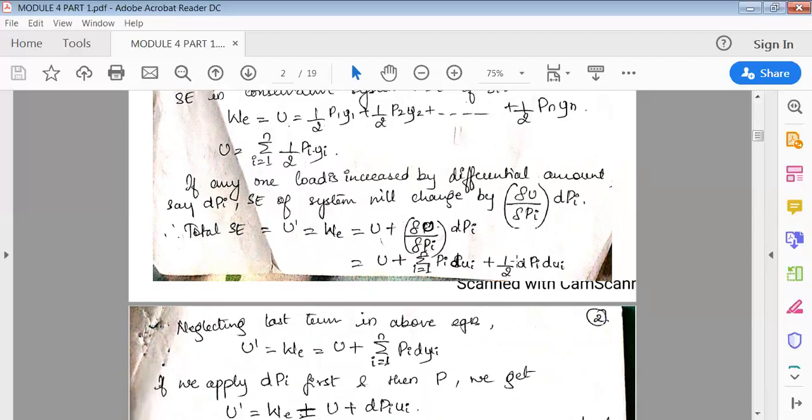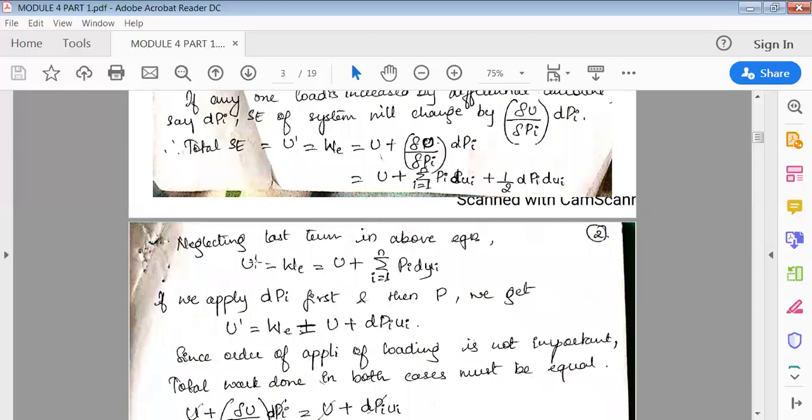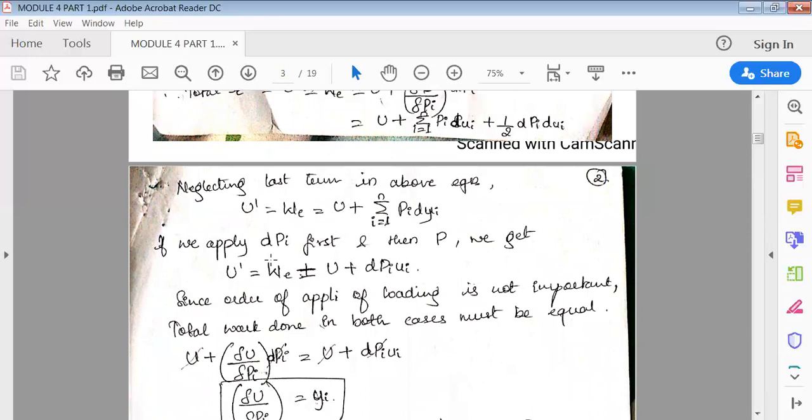Both are differentials, so we'll ignore the term with derivative into derivative because it is a very small quantity. So the new strain energy U dash is equal to U plus only this parameter, Pi into dYi. Now if we apply dPi first and then P, we only use this portion, so it is dPi into Yi.